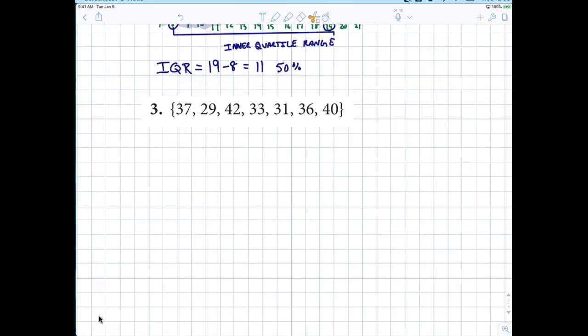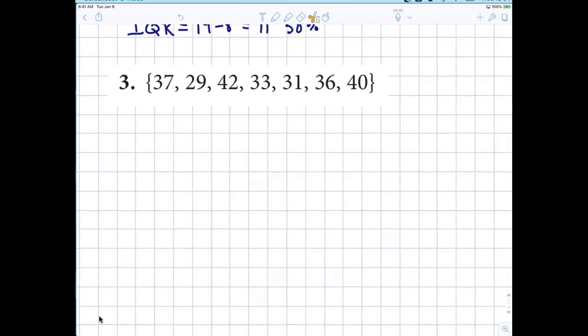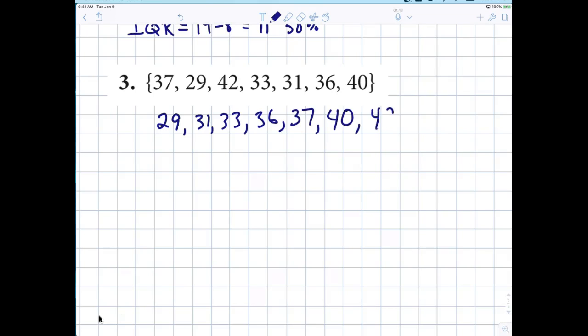So the first thing I do is I need to put the numbers in order. So somebody tell me what the order is. I'm listening. 29, 31, 33, 36, 37, 40, 42. Now always count. 1, 2, 3, 4, 5, 6, 7. Is everybody happy with that? Everybody good? Okay.